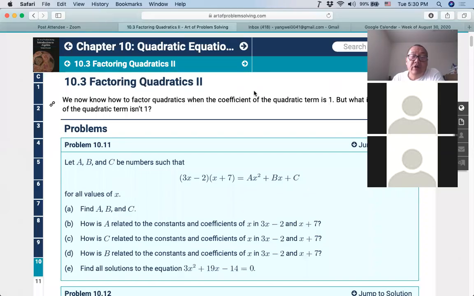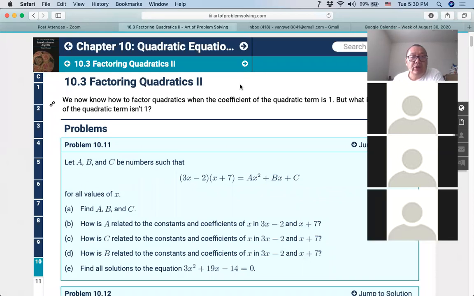So today we'll continue learning chapter 10, section 3, factoring quadratics 2. In the previous two sections, what we learned was quadratics with a leading coefficient of 1. Now, starting from this section, we try to learn quadratics where the coefficient of the quadratic term is not 1.